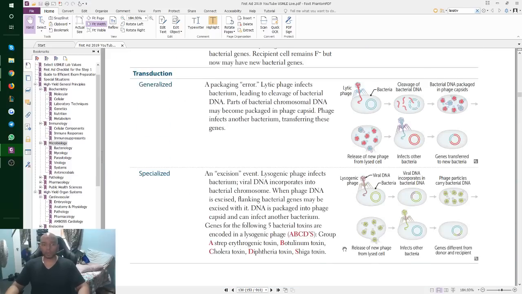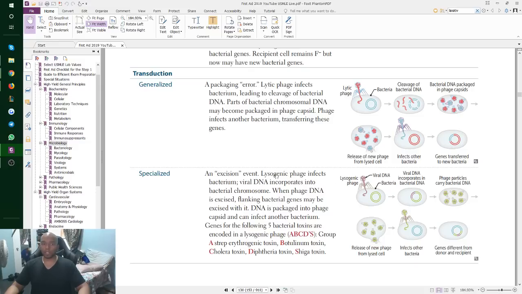The specialized transduction is an excision event. Excision event. You're cutting something out. So what does that mean? A lysogenic phage, right? Not a lytic phage. Two different kinds, right? You have your lytic phage, which actually lyses things, and then you have a lysogenic phage, which also, you'll see what it does.